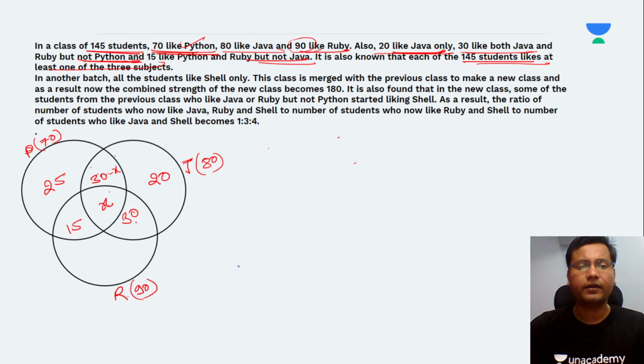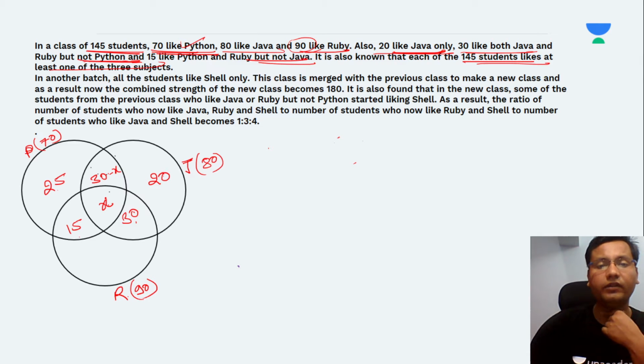Look at this now. This is 25 plus 15. Okay, so this will be how much? 25 plus 5 is 30, then 40. So this is 30 minus x, right? So how will we solve this, guys?